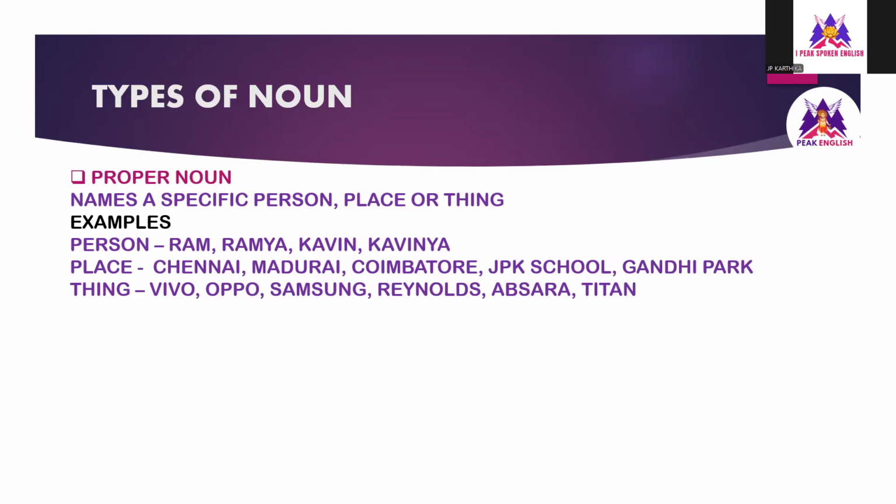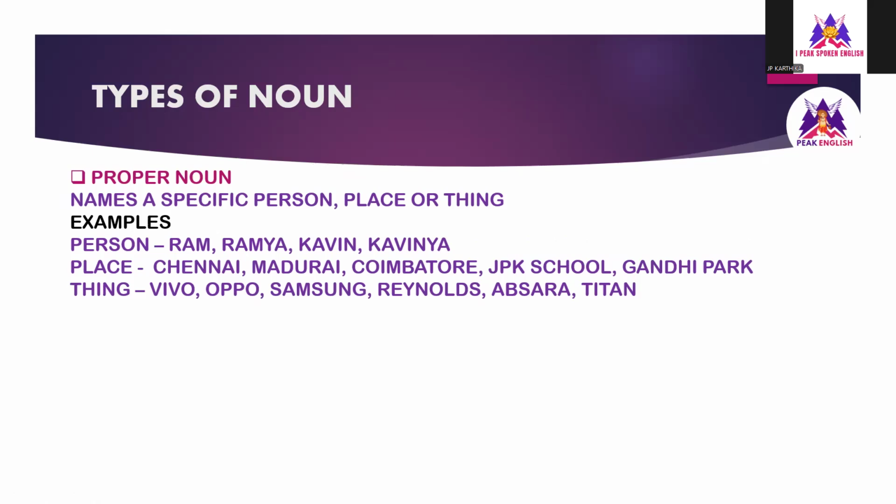For example, Ram, Ramya. Ram is the name given to a specific boy. Ramya is a name given to a specific girl. Kavin is a name given to a specific boy. Kavinya is a name given to a specific girl. So these are names, right? That is called proper noun. Every person has a name, so that is called proper noun. And same way, place.